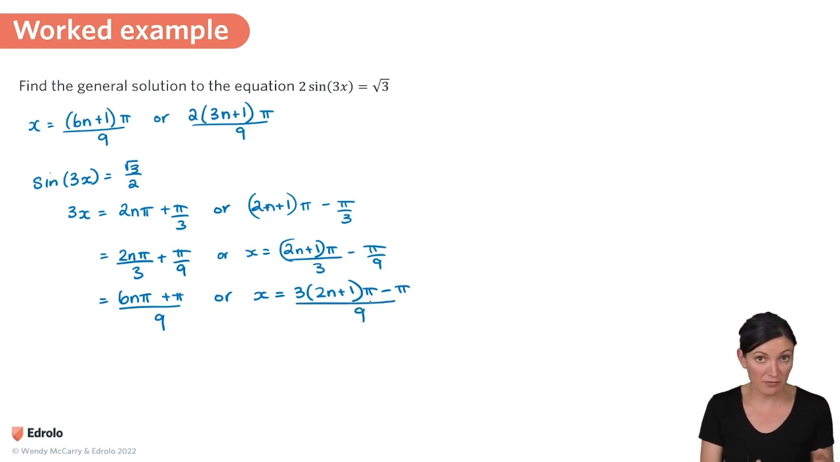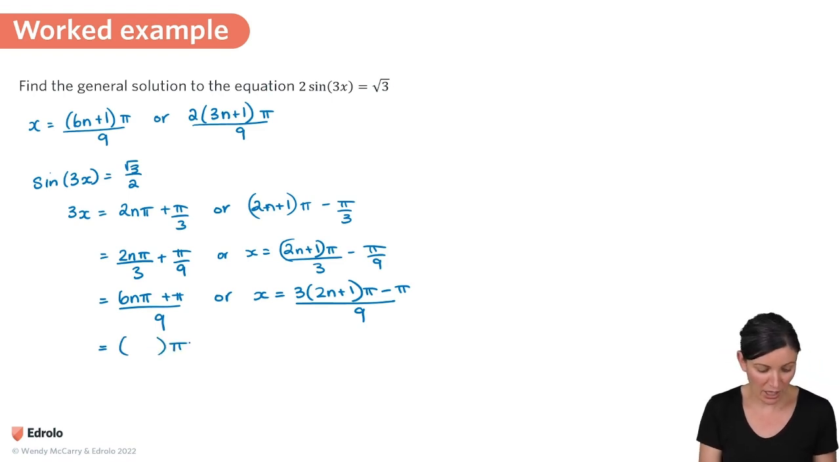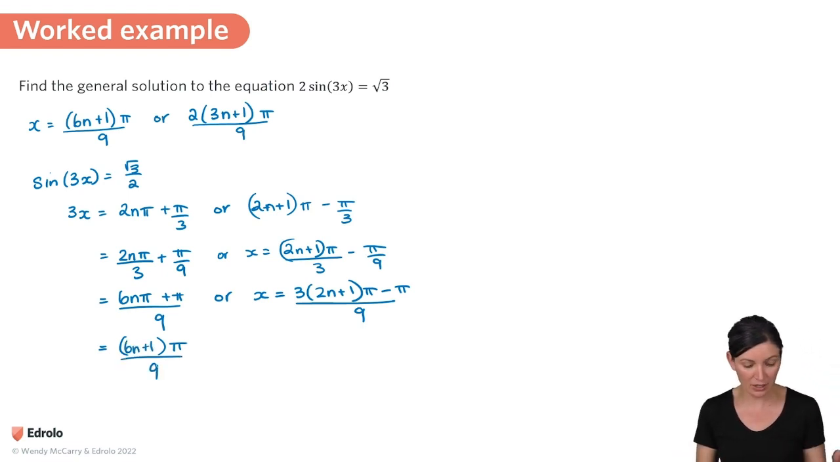Okay, now my first solution there, you can probably see if I factor out a pi, and I'll write it the way it was in the calculator, if I take pi out of those two terms, I end up with (6n plus 1) pi over 9. That's exactly what the calculator gave me.